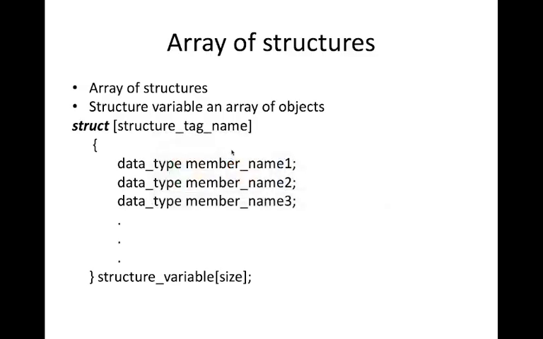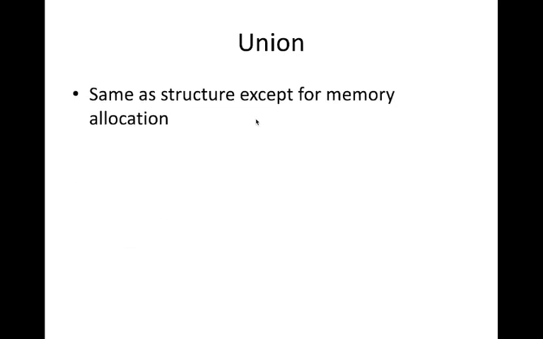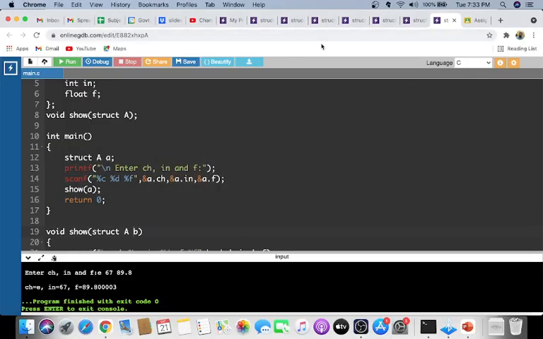Okay, so that is array of structures and functions. Then we have one more similar derived data type. We call it union. It is the same as structure except for memory allocation. The only difference is the memory allocation. In the case of structure we have already seen. So you will take an example, then you will see.